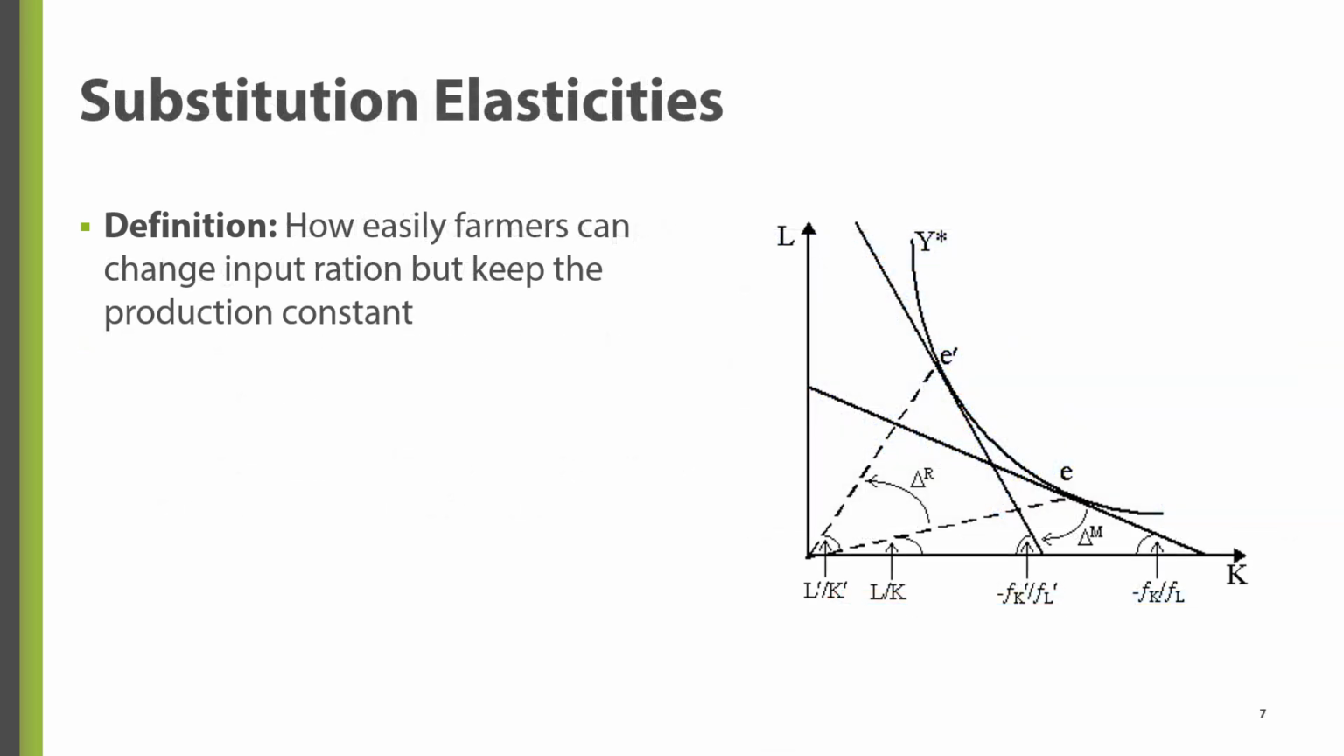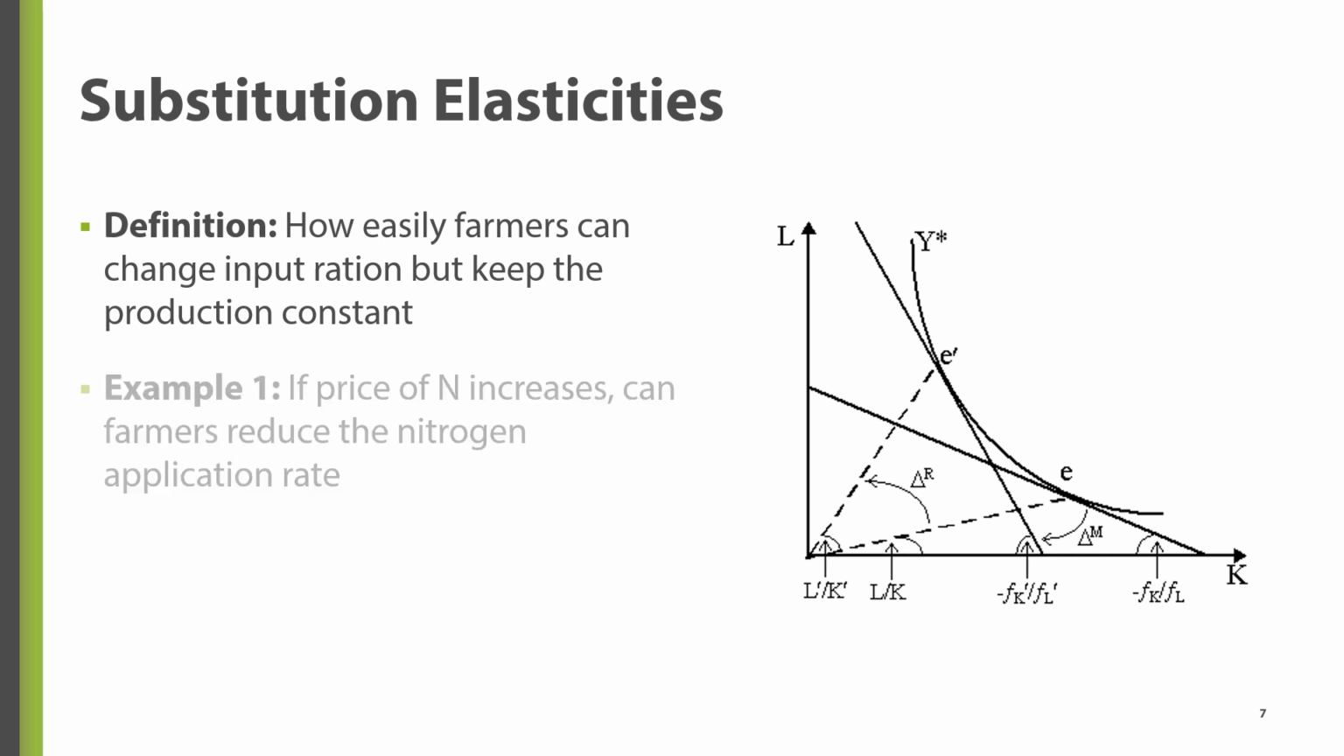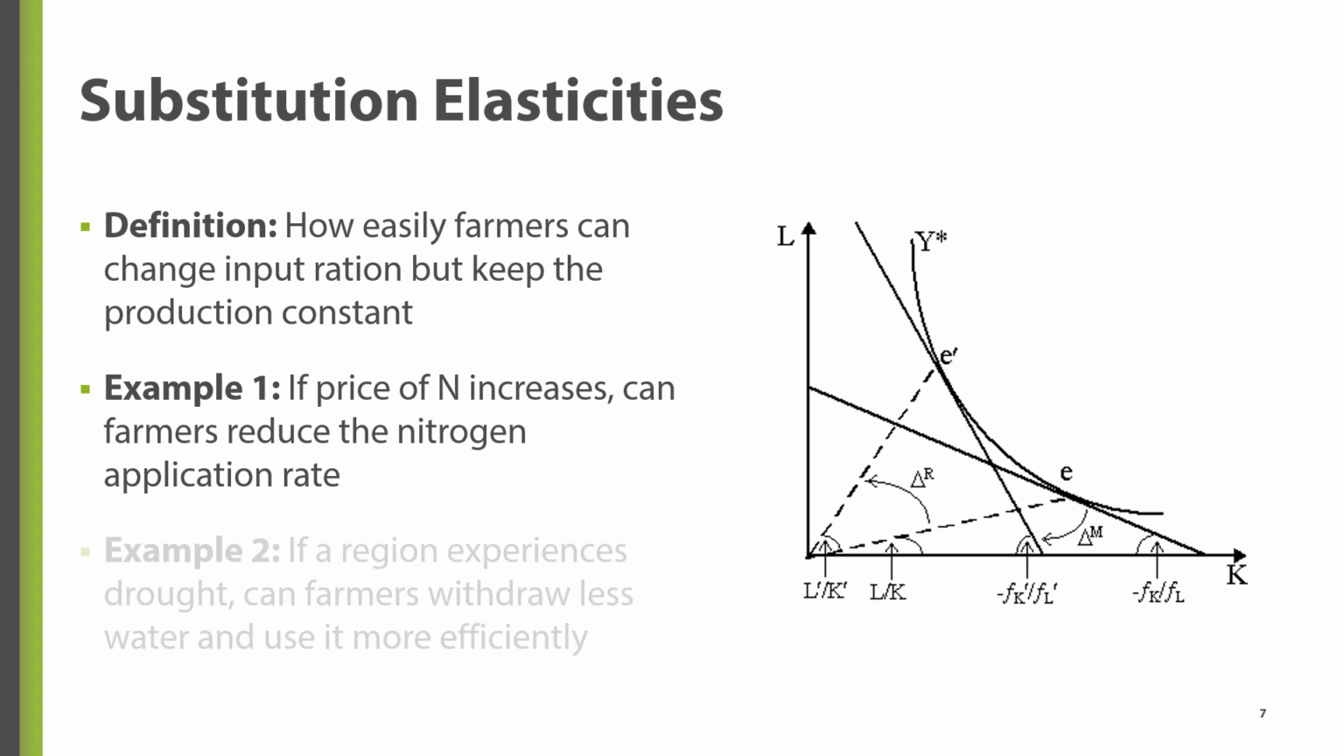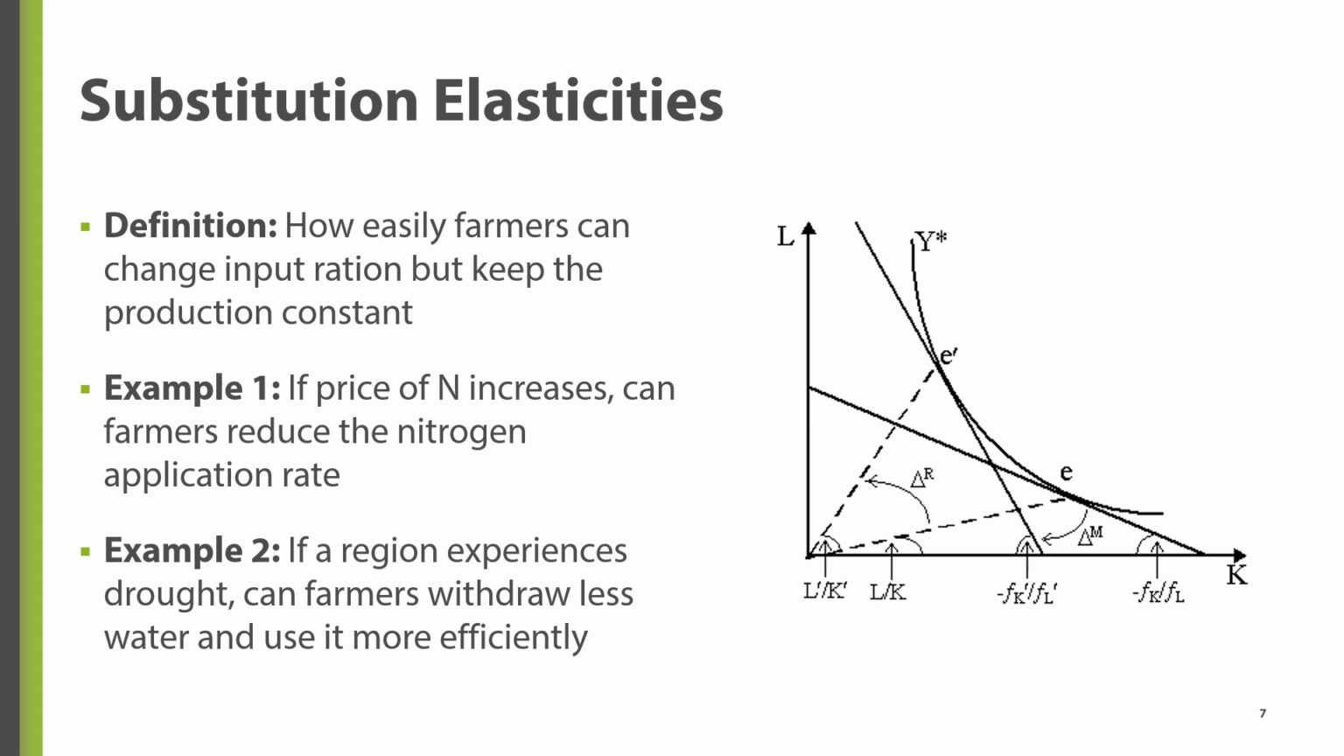The substitution elasticity parameters capture how farmers switch between different inputs within the same location, based on factors like prices and productivity. For example, if the price of nitrogen fertilizer increases, how readily can farmers reduce the nitrogen application rate, while keeping production at previous levels, by increasing land under cultivation? Or for instance, if a region experiences drought, can farmers engage in deficit irrigation, and how much yield do they lose when reducing irrigation water?